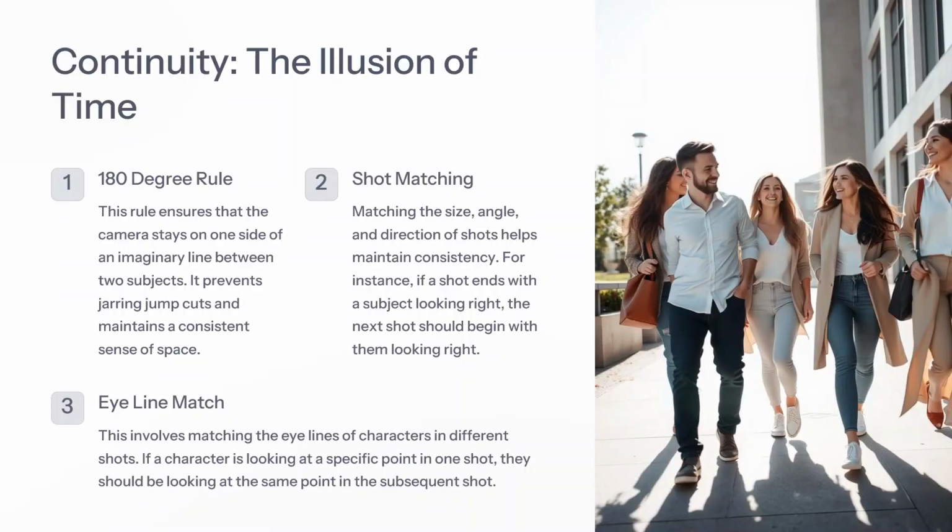Two, shot matching. Matching the size, angle, and direction of shots helps maintain consistency. For instance, if a shot ends with a subject looking right, the next shot should begin with them also looking right, just to show the viewer that they are still on that same scene. So make sure that you are consistent. Eye line match. So this involves matching the eye lines of characters in different shots. If a character is looking at a specific point in one shot, they should be looking at the same point in the subsequent shot, just like the shot matching point. Make sure that you are consistent with your angles.